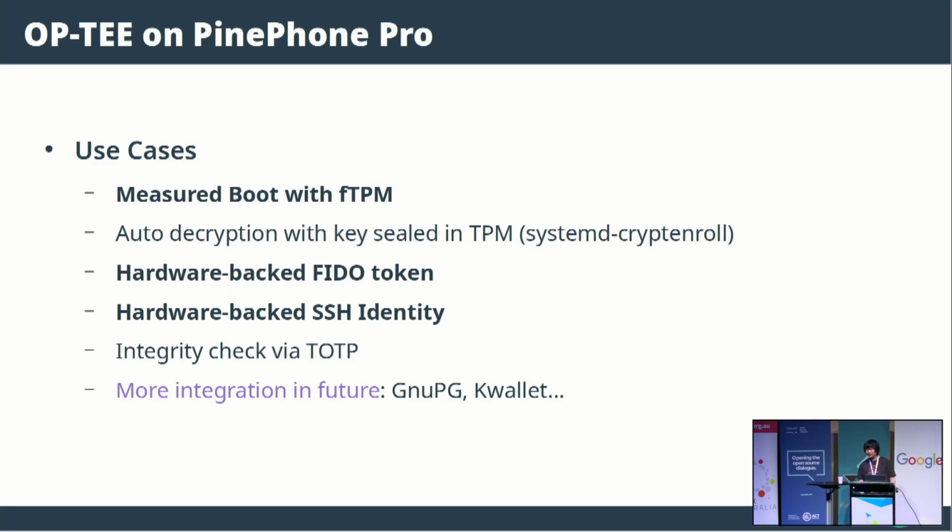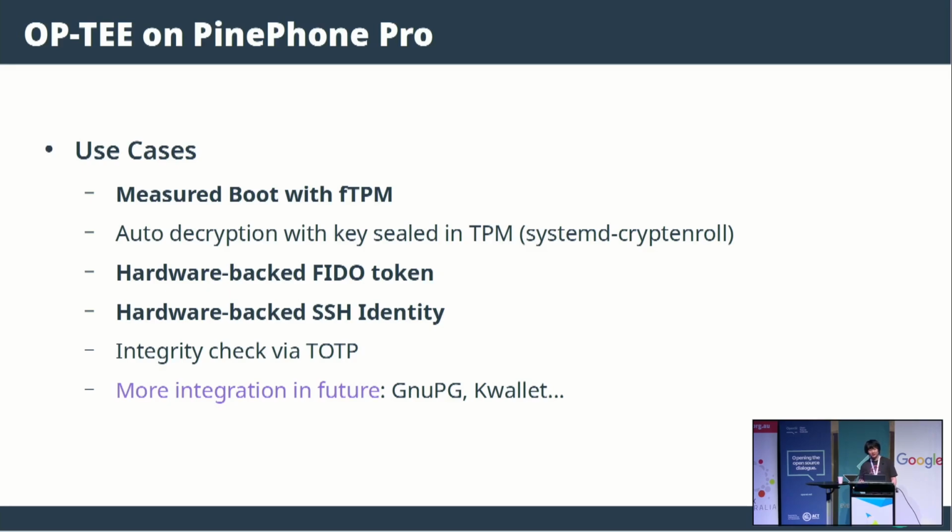Okay, so now we have OP-TEE running on the PinePhone Pro. What can we do? First, since we have a firmware TPM, we can do measured boot. At least we can do it partially. And we can have hardware-backed identities and tokens. For example, we can emulate a USB FIDO token backed by fTPM to log in to different service providers, things like GitHub, Gmail, and GitLab.